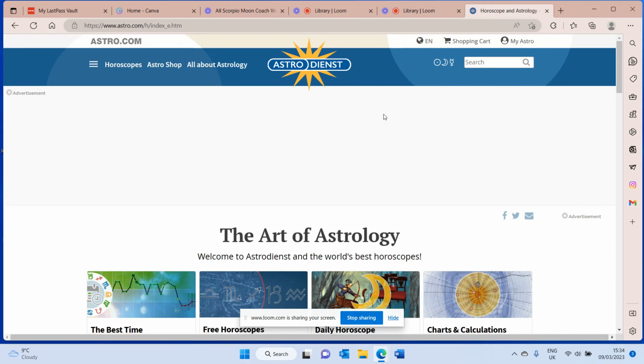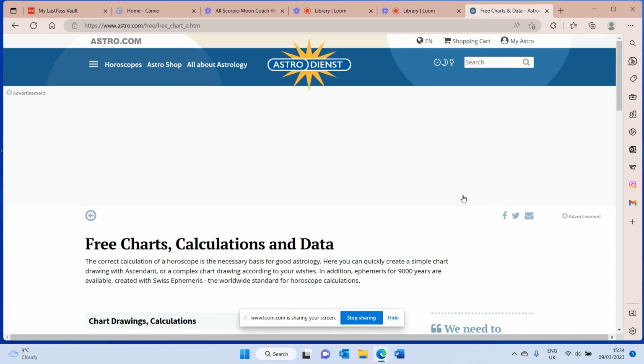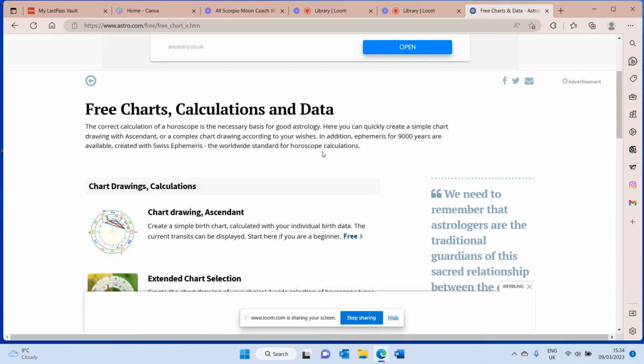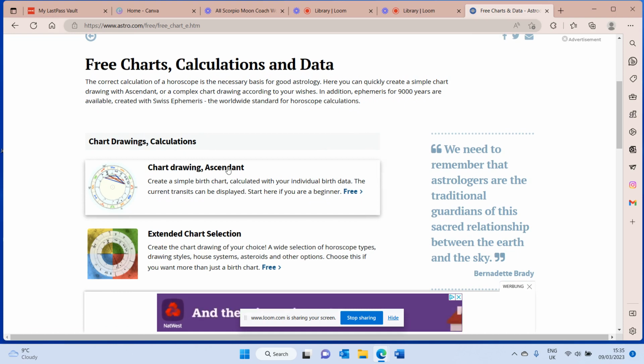This is astro.com, and then we're going to scroll down ever so slightly to charts and calculations. I'm going to scroll down a little bit further to chart drawing ascendant. So here's where we create your birth chart. So click here. Right, we want to go to, for visitors who do not yet have a user profile. And we're going to be entering our details here. So click this blue button.